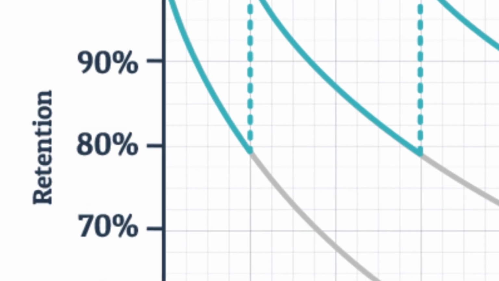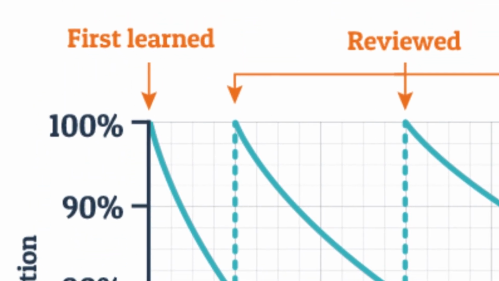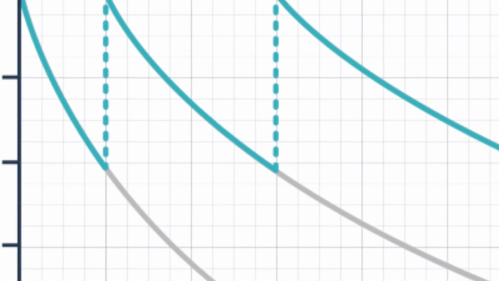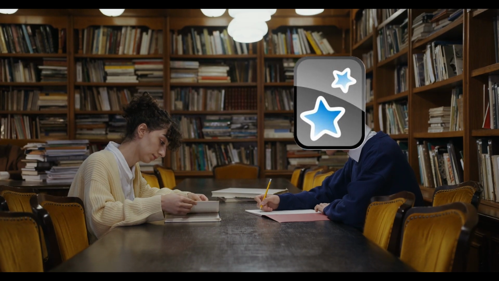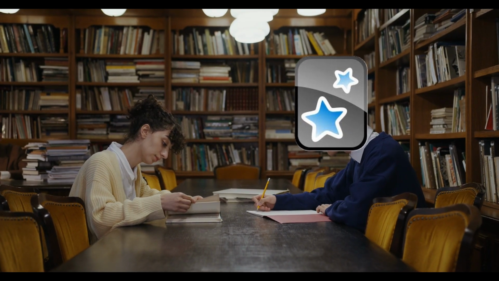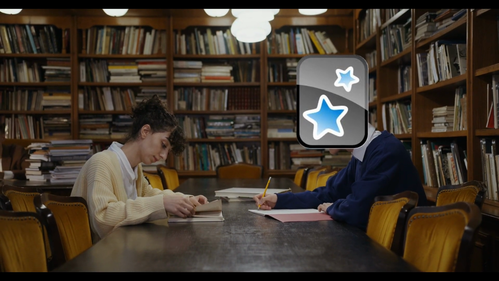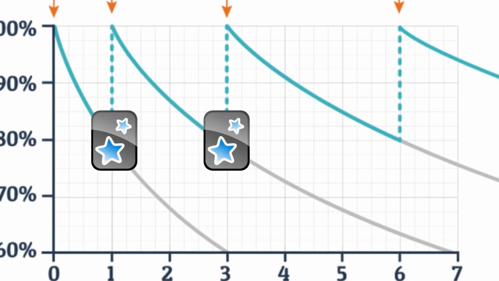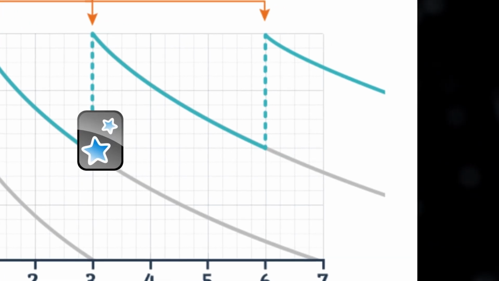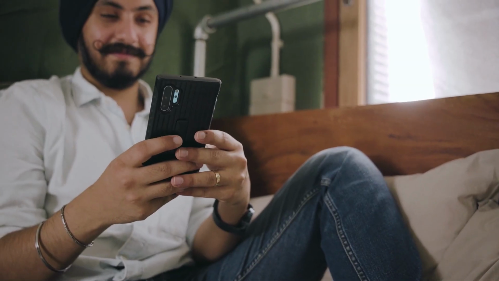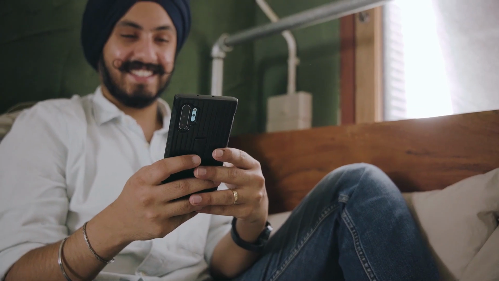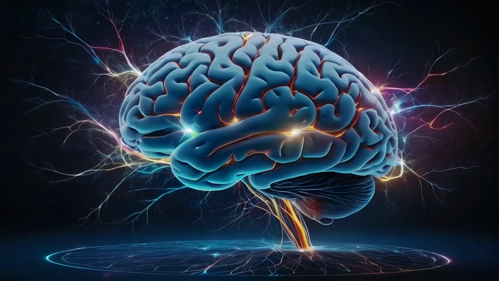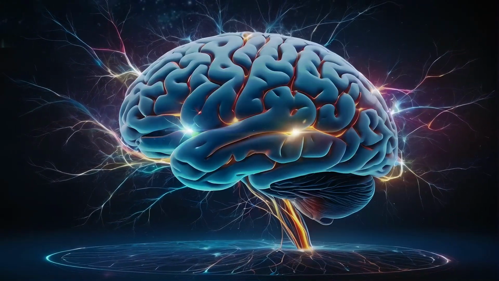However, if you review the phrase at the right time, the forgetting curve resets, and it takes much longer for the memory to fade. Anki acts like a smart study partner that tracks this curve for every single thing you learn. Its algorithm shows you a flashcard at the perfect moment, right before you are about to forget it. Each time you successfully recall a card at the critical point, the connection in your brain gets stronger, and Anki pushes that next review further into the future.